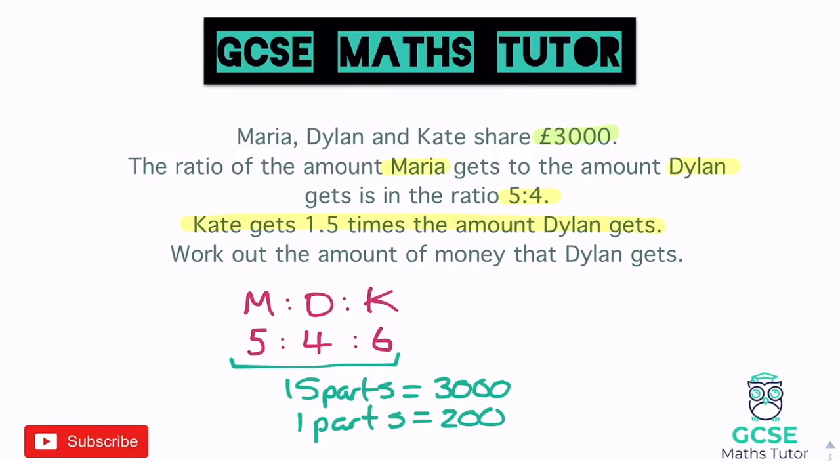We can go about timesing them all by 200. We're actually only concerned about Dylan in this particular question, and Dylan gets these 4 parts here. So we can just answer that straight away. Dylan's 4 parts, each one of them's 200 quid. So 4 times 200 gives us £800 for Dylan. There we go, and there is our final answer.